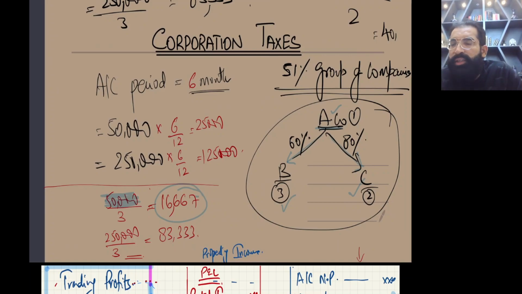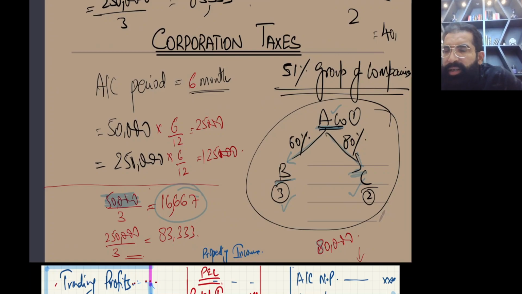Now let me give you the logic. Why are they saying that if you have more members of a 51% group of companies, then you will have to apportion the limits according to the number of participants in the group? Why? What is the logic? Because people were playing one game with the tax department. For example, I have 80,000 pounds income and I have only one company. So this 80 is more than 50. So obviously I'll have to pay higher tax.